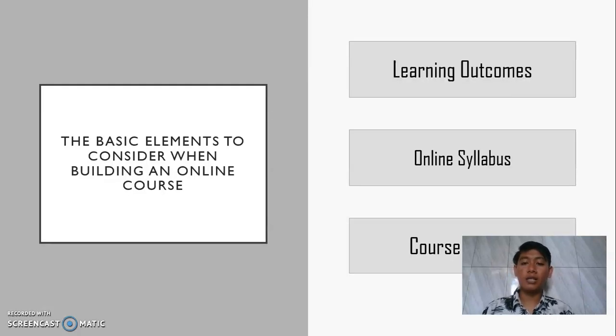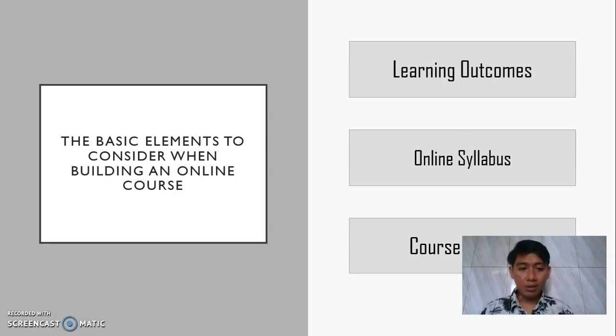The next one is the basic elements to consider when building an online course. The first one is learning outcomes. Learning outcomes are so important because they decide what we will do in this course, and also what the students will get in this course.